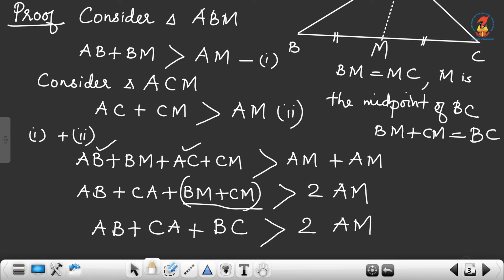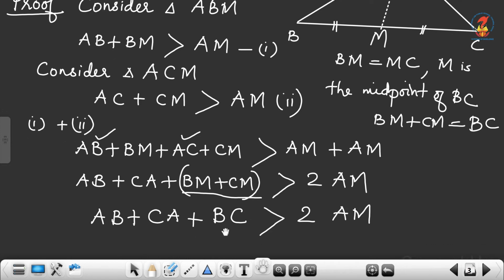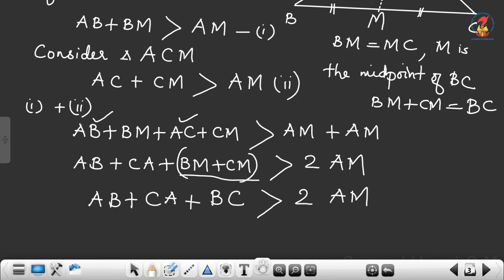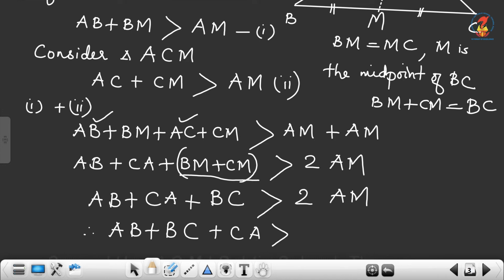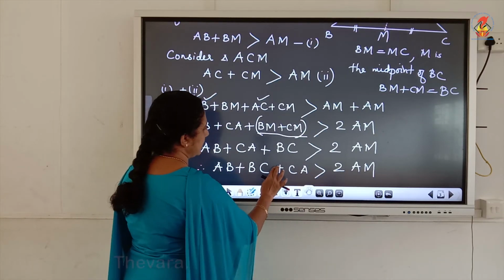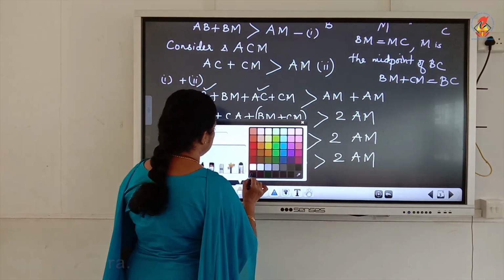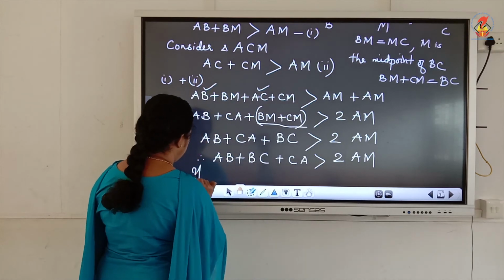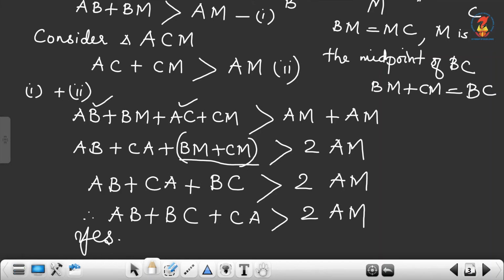Now we can write it in order. Therefore, we can write AB plus, next in the inequality BC is given, so we will write BC plus CA is greater than 2 times AM. So the question is: AB plus BC plus CA is greater than 2 AM. So we can write yes.